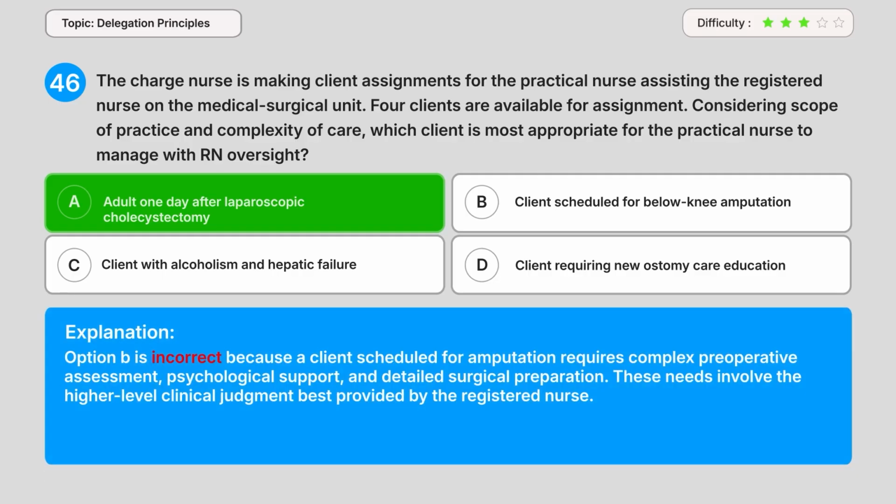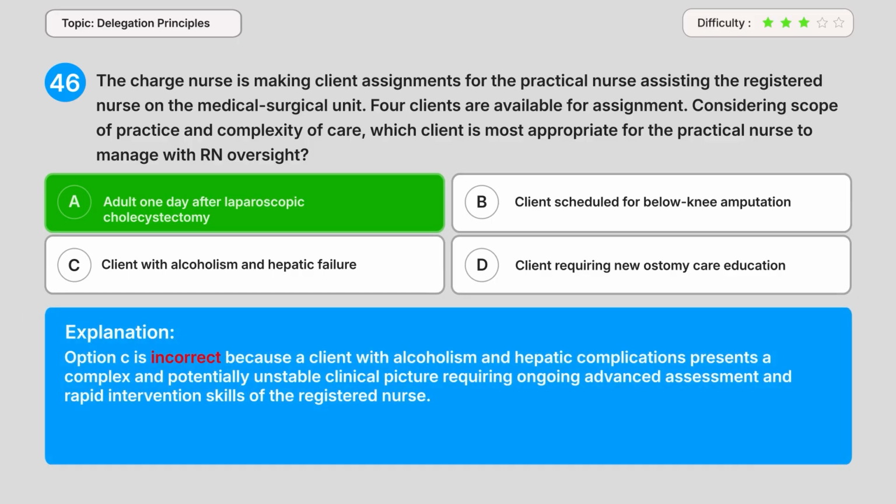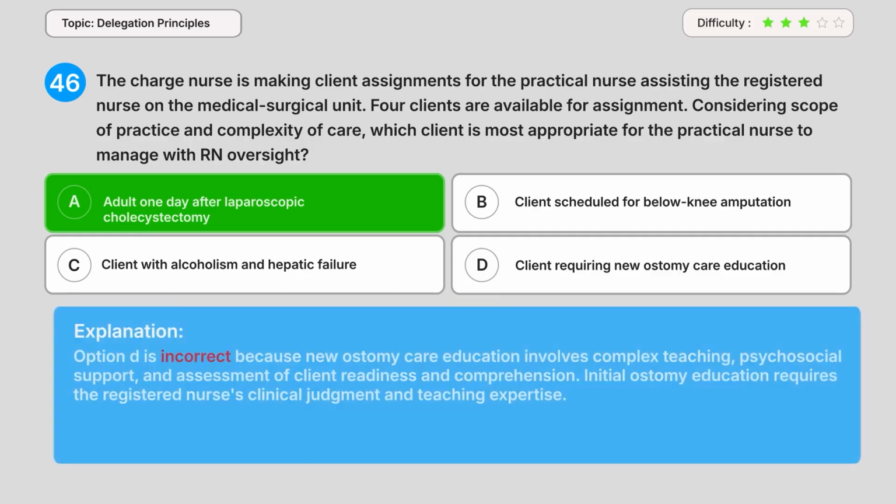Option B is incorrect because a client scheduled for amputation requires complex preoperative assessment, psychological support, and detailed surgical preparation. These needs involve the higher-level clinical judgment best provided by the registered nurse. Option C is incorrect because a client with alcoholism and hepatic complications presents a complex and potentially unstable clinical picture, requiring ongoing advanced assessment and rapid intervention skills of the registered nurse.